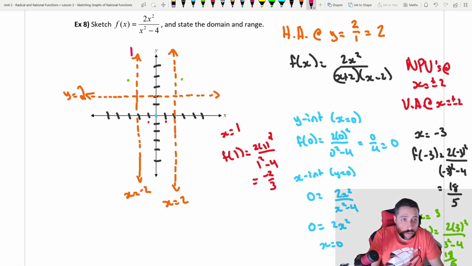We can now graph our H-shape rational function. Like so.